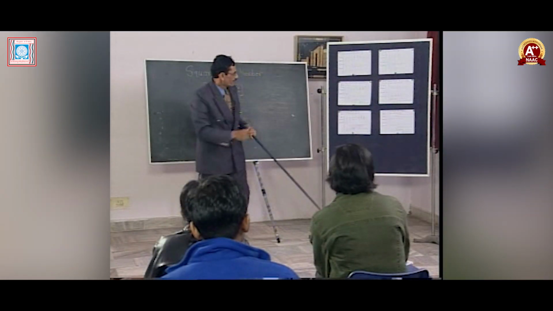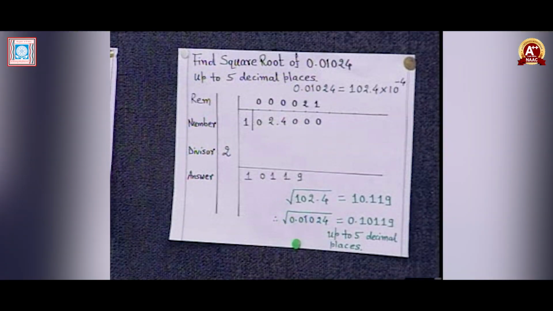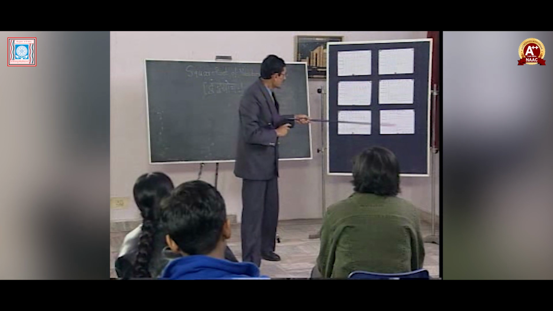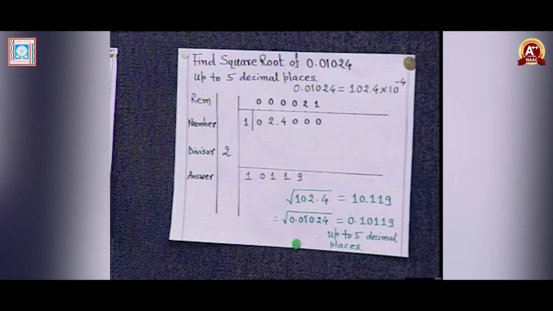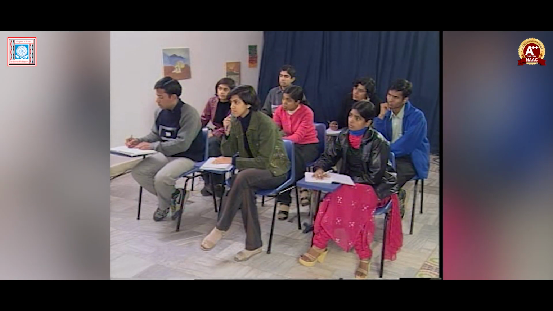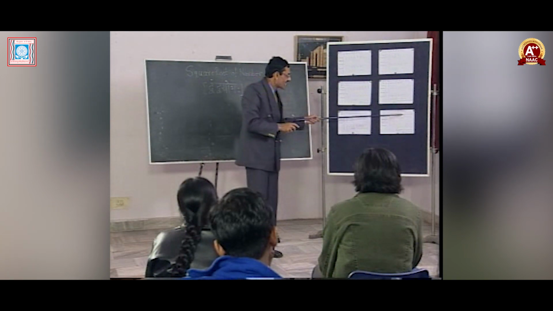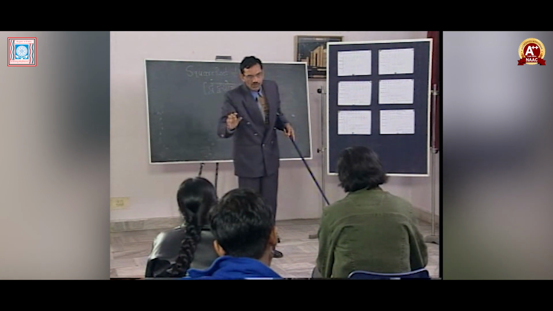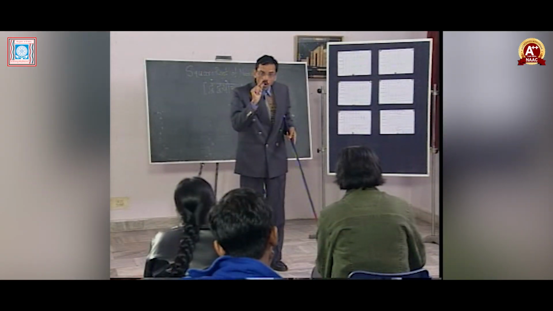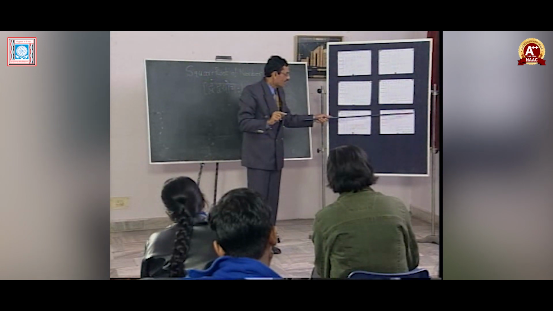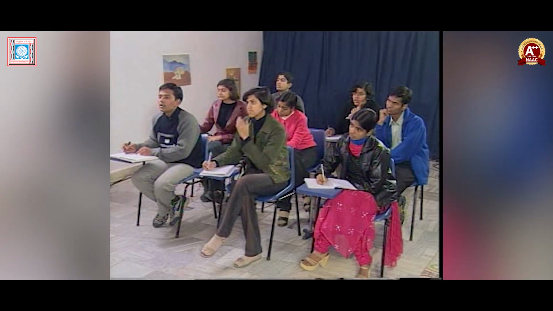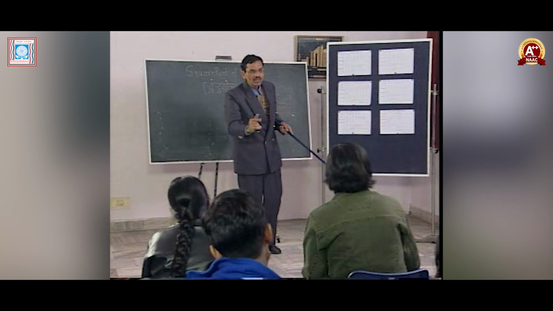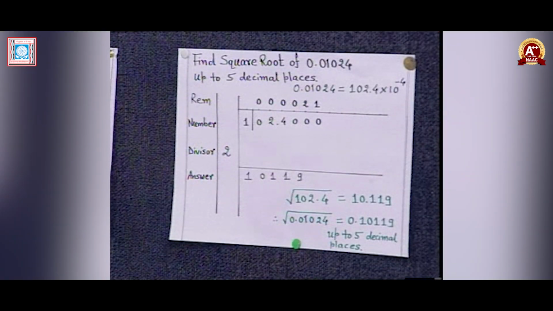11.225. Now coming to the next example, square root of 0.01024. Whenever it is 0.01024, we write the given number as 102.4 into 10 raised to minus 4. Always select 10 raised to minus an even number, so that the square root is easy. 10 raised to minus 4, square root is 10 raised to minus 2.